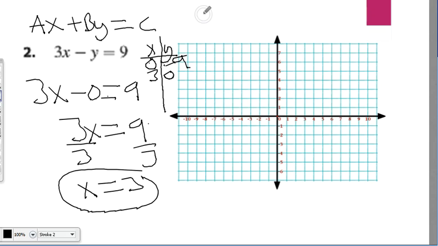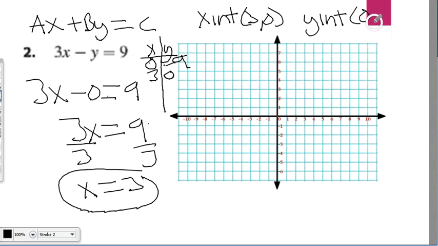Okay, so now we have 2 points that are on this line. We know our x-intercept is 3, 0. And we know our y-intercept is 0, -9. Okay, so let's go ahead and plot these 2 points, and then we can graph our line. So the x-intercept crosses the line at 3, 0. And remember, this is our x-axis and this is our y-axis. And then the y-intercept crosses the line at 0, -9.